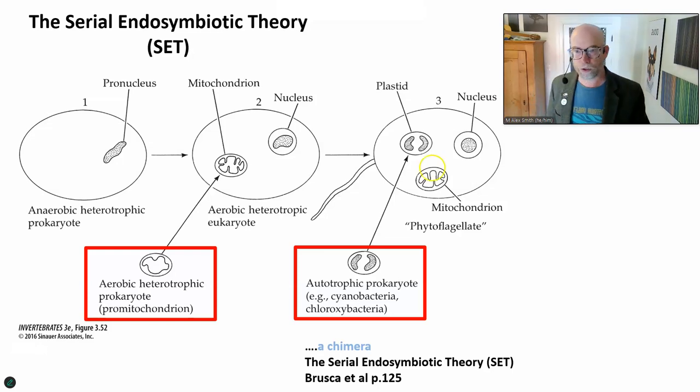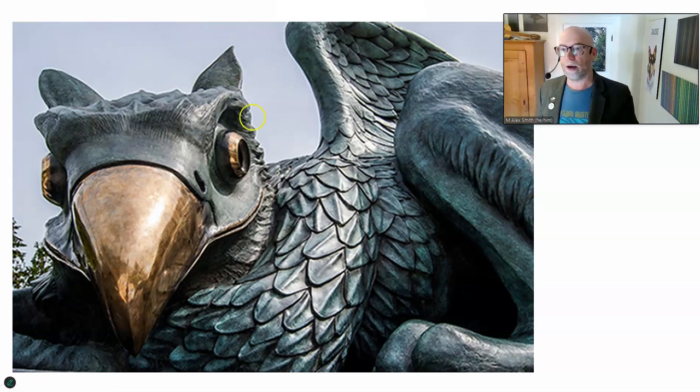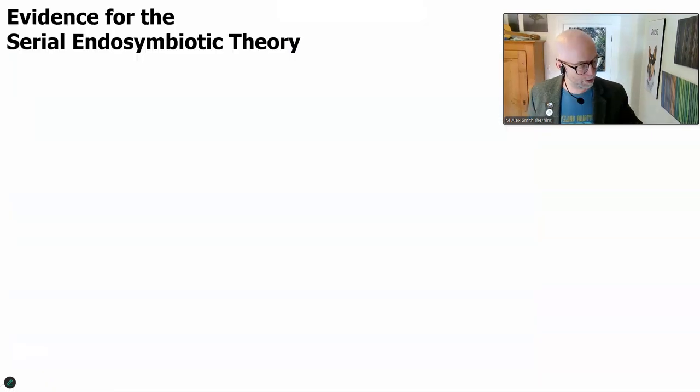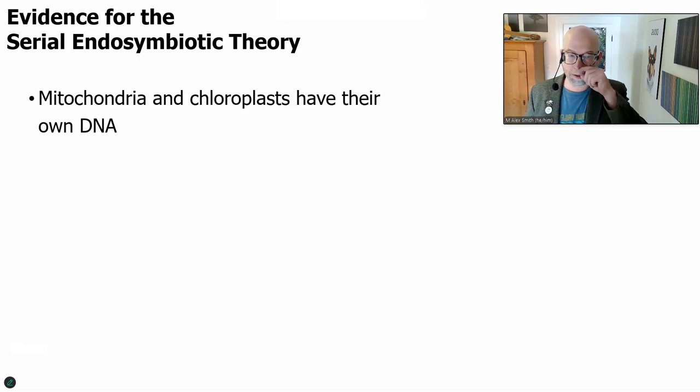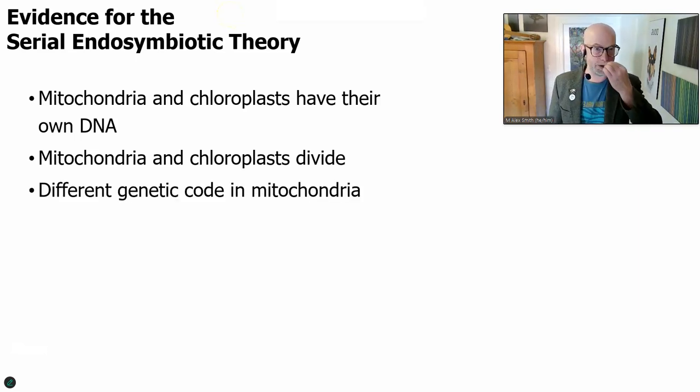Now, as a Guelph student, you're familiar, of course, with chimeras because your logo, you are griffins. A griffin is a chimera. What is the kind of evidence that we have for the serial endosymbiotic theory? A lot of it has to do with this. You're going to see multiple examples here, but one of the important ones is that mitochondria and chloroplasts have their own DNA and replicate themselves, and they are dividing and replicating at a different rate and very rarely interchanging directly with the nucleus. Strongly suggests a different evolutionary history.